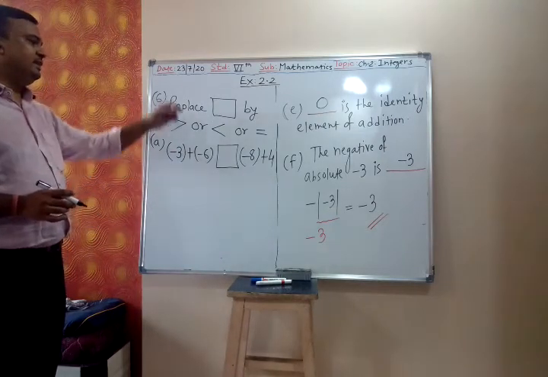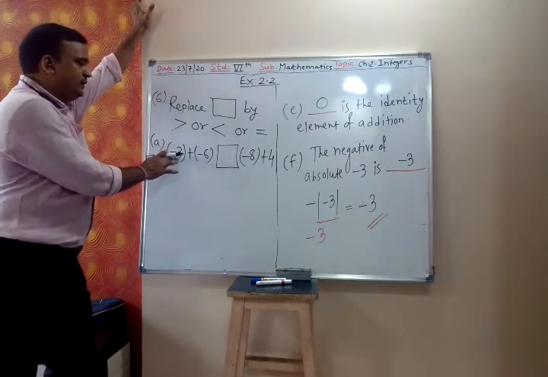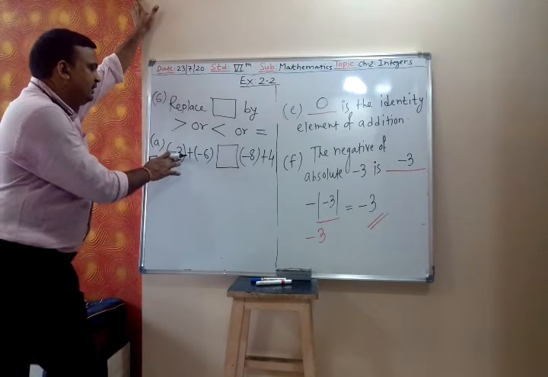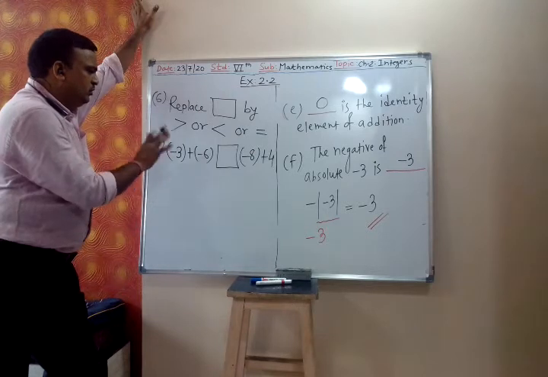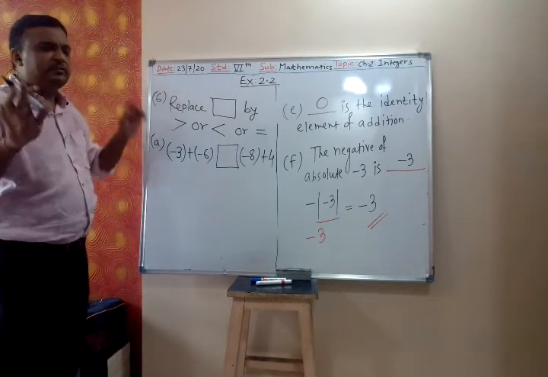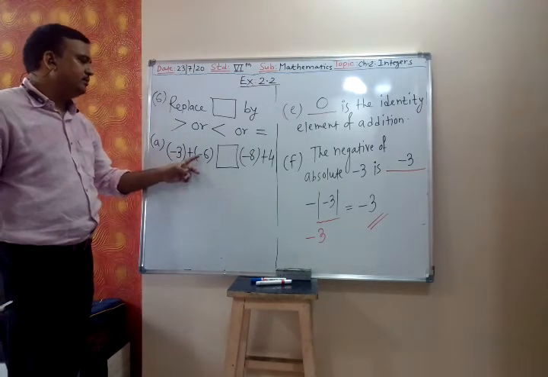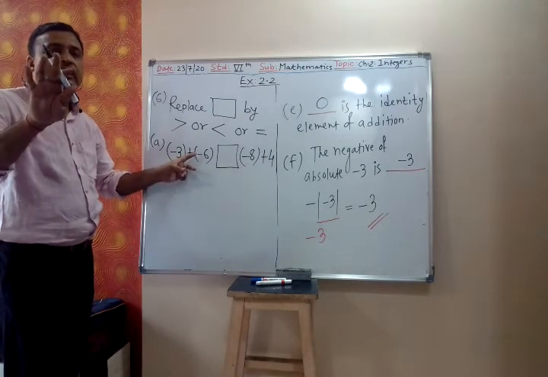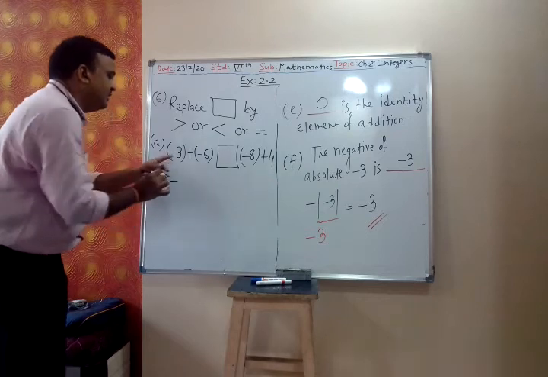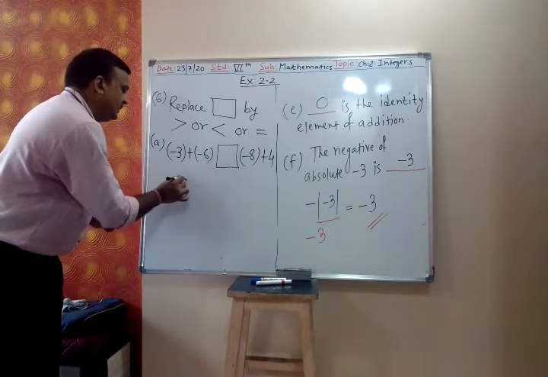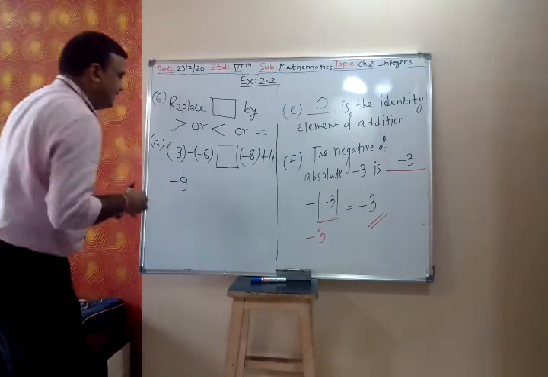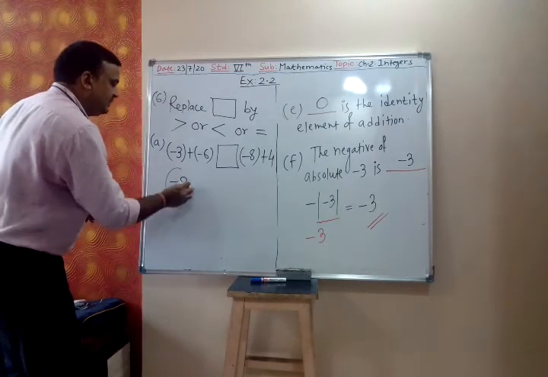Minus 3 plus minus 6. What is the sign of minus 3? Minus. What is the sign of 6? Minus. Minus means same sign. So I have to take the common sign minus and add the numbers. 3 plus 6 is 9. So this answer is minus 9.